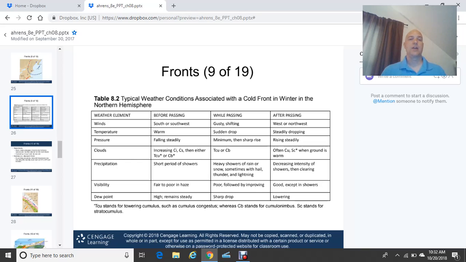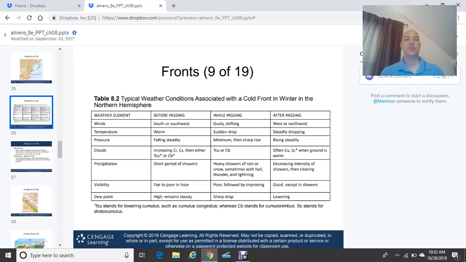Before passage of a cold front in the Northern Hemisphere, the winds are generally out of the south or southwest. We usually have warm temperatures out ahead of the cold front. The barometric pressure falls, it drops steadily.